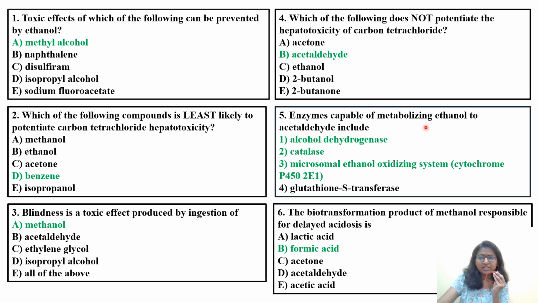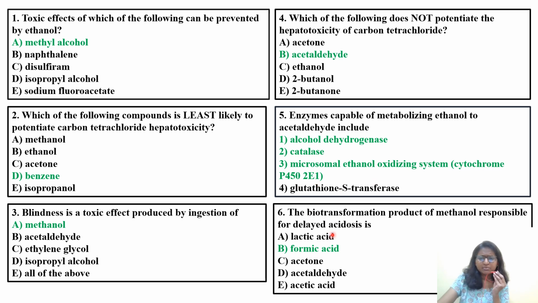Enzymes capable of metabolizing ethanol to acetaldehyde include: this you blindly remember in your brain: alcohol dehydrogenase, catalase, and the microsomal ethanol oxidizing system, cytochrome P450 2E1. Of all the three, options 1, 2, 3 are the right answer for this one. This you will learn in the lesson. In the next slide I will give you even the page number or table where you will find this particular enzyme CYP450 2E1.